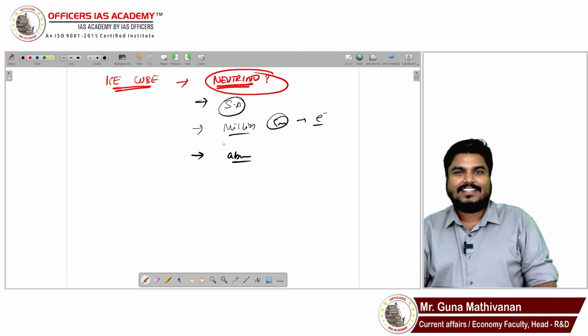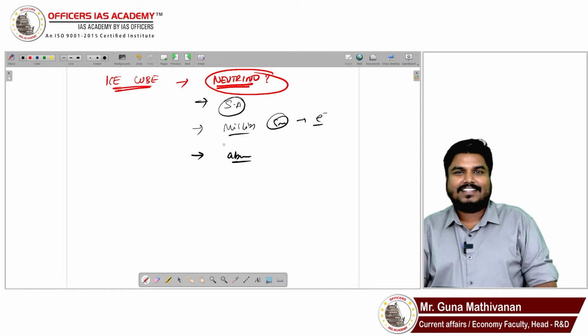When this pen is trying to pass through my body, my body will obstruct it. But if you take a neutrino, the size is so small and the mass is almost zero, so it will simply pass through my body. So it is abundantly available, very small, mass is very less, chargeless, and it will hardly react.